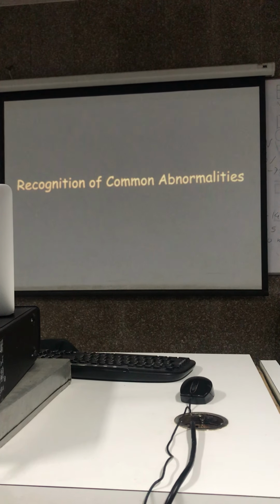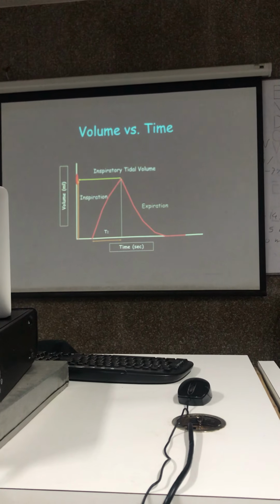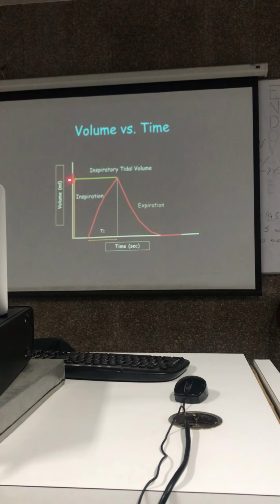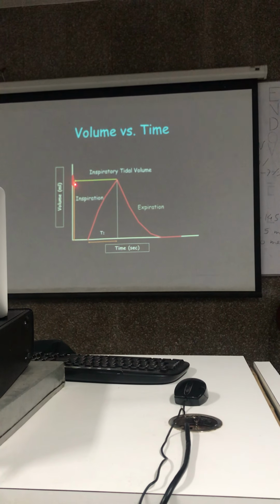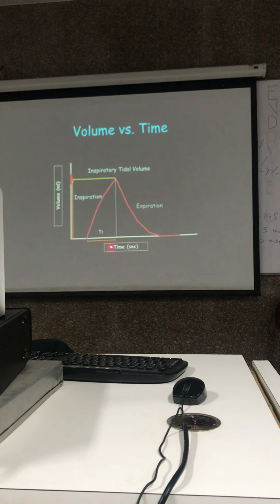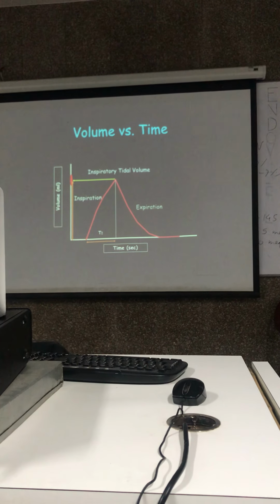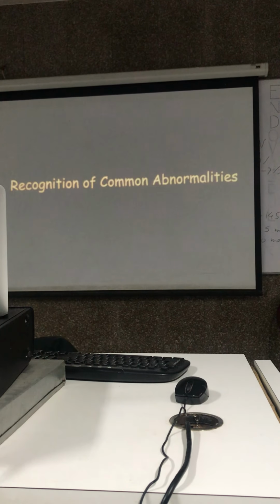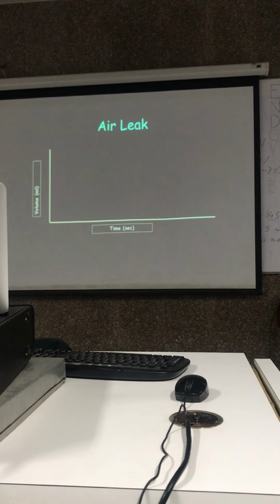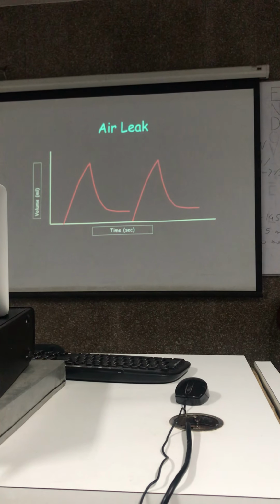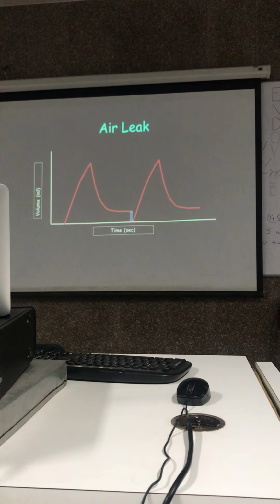Some recognition of common abnormalities. This is not difficult. This is what we all see. This is the typical pattern, and the peak corresponds to the tidal volume. When you draw a midline here, that's the Ti, the time taken for inspiration. So what are the common things that you can identify in a volume time scalar?